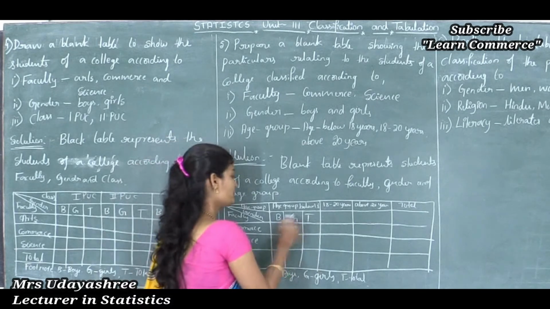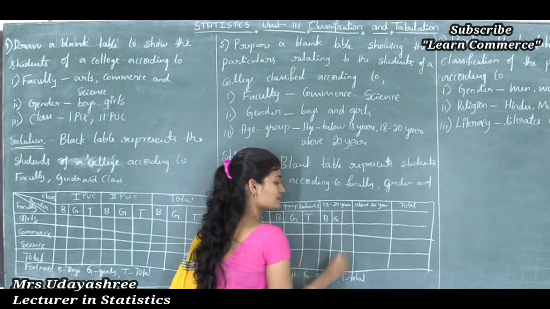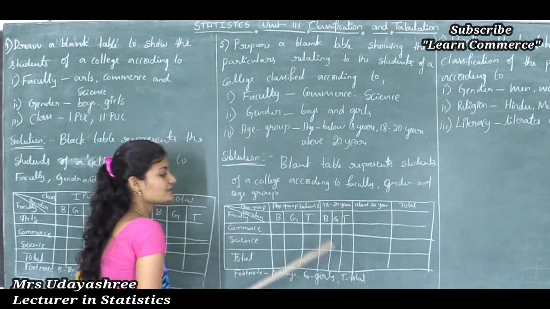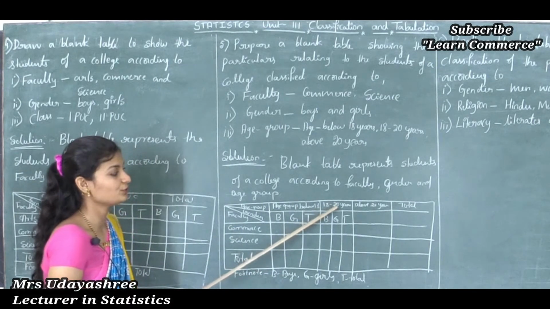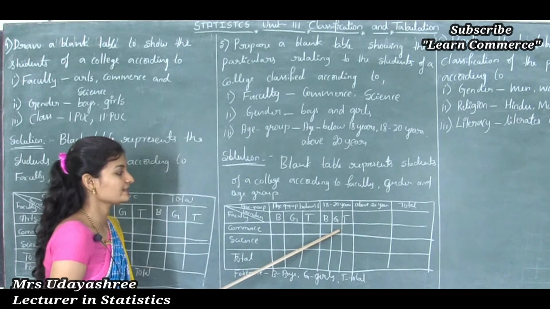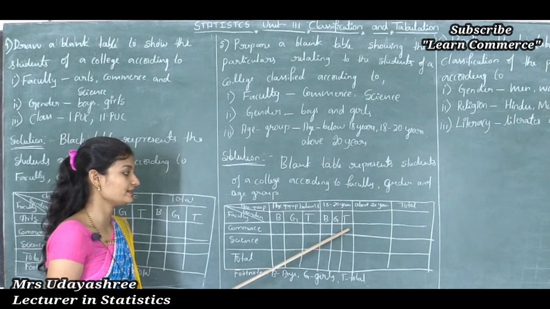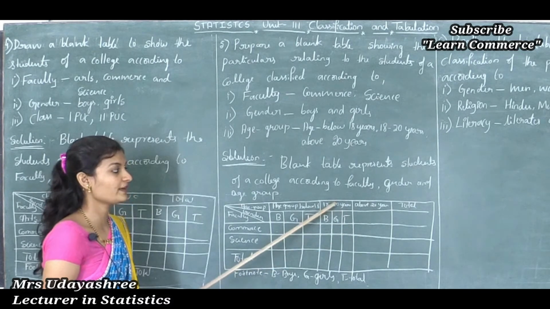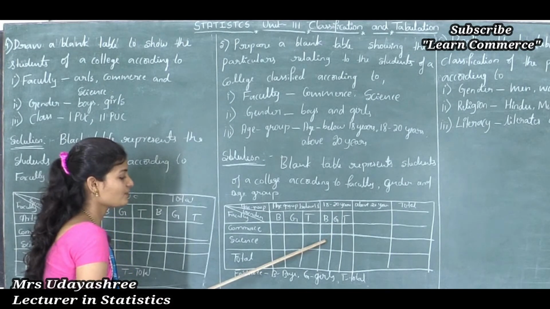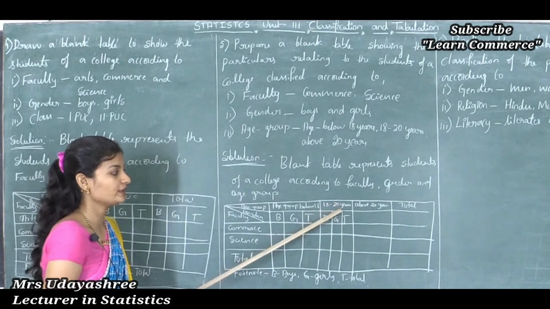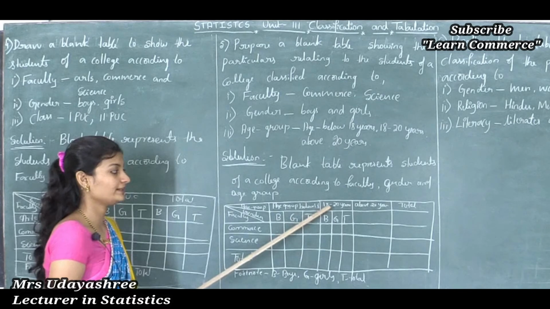So for this I will write genders, that is boys, girls and total. See here, this column indicates commerce boys of age group 18 to 20 years. Then this column indicates commerce girls of age group 18 to 20 years, and this column indicates the total number of commerce students of age group 18 to 20 years. Like that, this column indicates science boys of age group 18 to 20 years. Like that, this one also, that is science girls of age group 18 to 20 years.